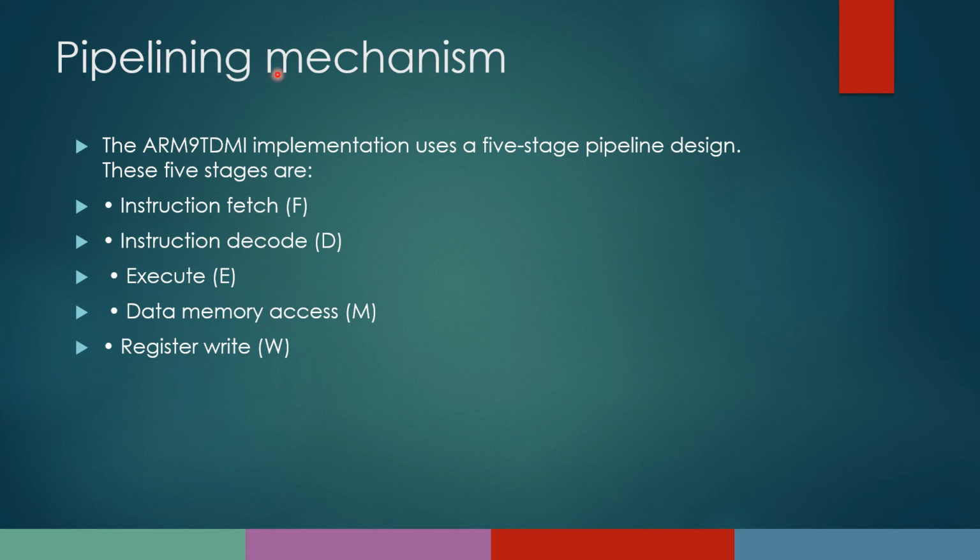What we mean by pipelining is how we have to present the data to the processors. There can be various stages of the pipelining process. It can be either 3 or 5. Now here we are having a 5-stage pipeline design. The 5 stages are given here as FDEMW, that is instruction fetch, instruction decode, execute, data memory access and register write.